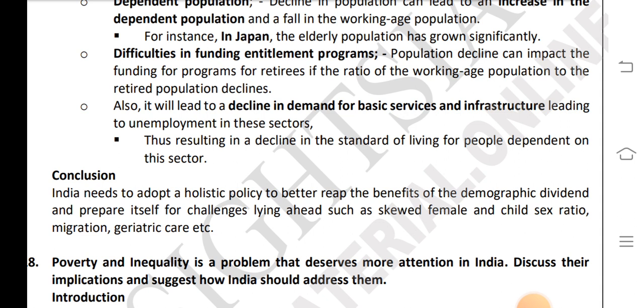Decline in population can lead to an increase in the dependent population and a fall in the working age population. For instance, in Japan the elderly population has grown significantly, and the pension is paid for the retired. If the ratio of the working age population to the retired population declines, it will also lead to a decline in the demand for basic services and infrastructure, leading to a fall in employment in these sectors, thus resulting in a decline in the standard of living for the people dependent on these sectors.